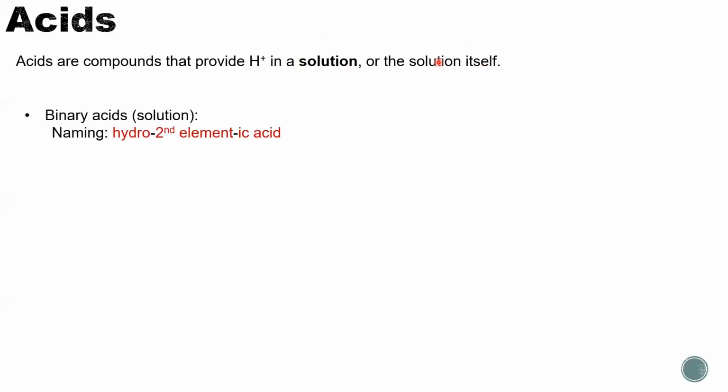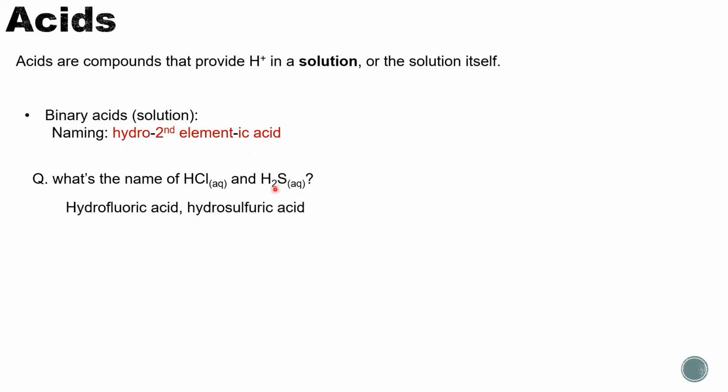So when we have acids, we also have different types of acids. The first one is the binary acids, in a solution. The naming rule is we put hydro here, and then the second name of the element, and then end it with the IC suffix, and then add the word acid. For example, what is the name of HCl in aqueous solution and H2S aqueous solution? Following these rules, HCl is hydrochloric acid. For H2S, it's hydrosulfuric acid. So here are the names. Also, we don't need to address the subscript because it's fixed once you have these two combined with each other.